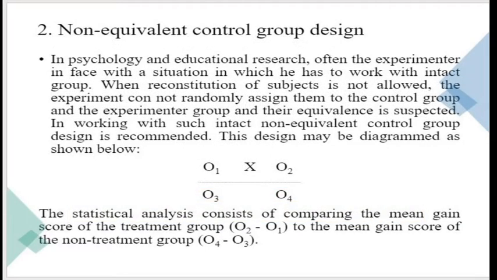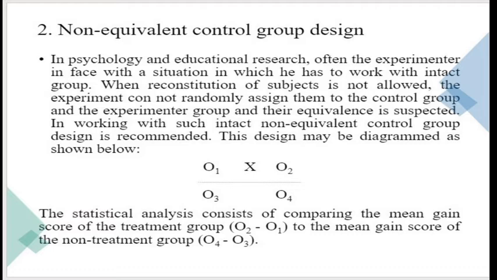The second type of quasi-experimental design is the non-equivalent control group design. In psychology and educational research, often the experimenter is faced with a situation in which he has to work with intact groups. For example, the teacher may permit the experiment in a class of geography, but he may not agree to reconstructing the class for experimental purposes. In such a situation, the experimenter has to accept them as intact groups.